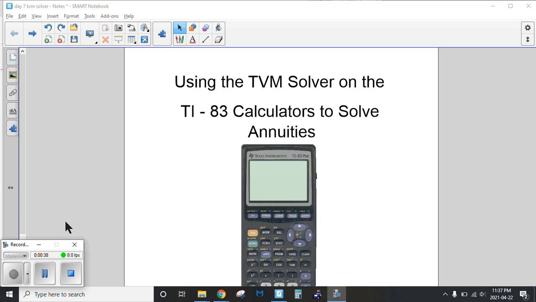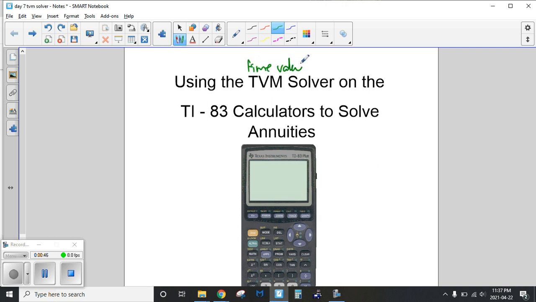So we can kind of scratch out this title. This time we're going to be using a TVM solver. This stands for time value money solver. So what's the value of your money over time? Kind of the idea. So using a TVM solver on the internet to solve some annuities. So the website is called Geogebra.